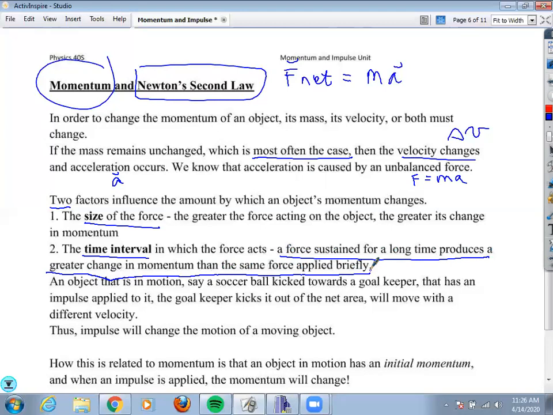An object that's in motion, say a soccer ball kicked towards the goalkeeper that has an impulse applied to it, the goalkeeper kicks it out of the net area, will move with a different velocity. Thus, impulse will change the motion of a moving object. And so impulse is literally defined as bringing about a change in momentum.